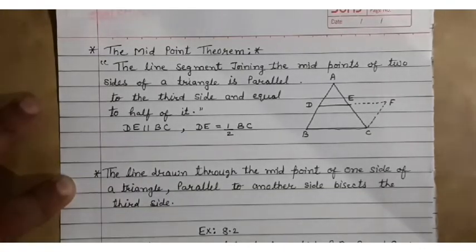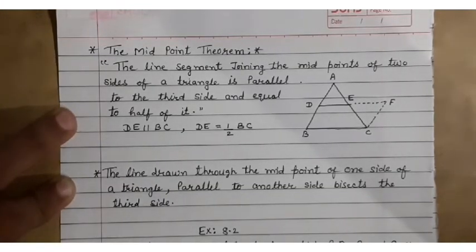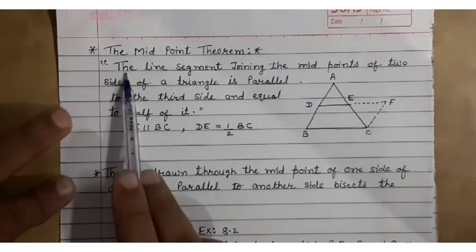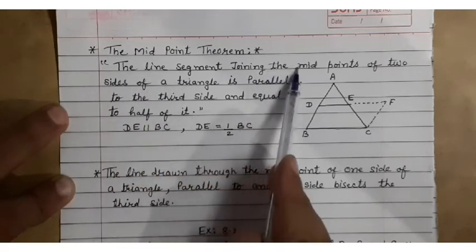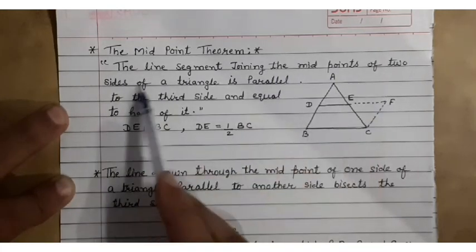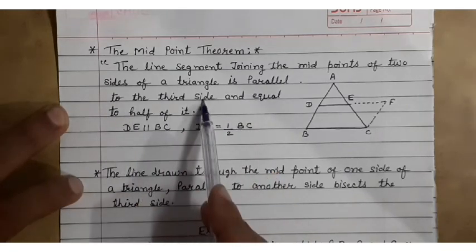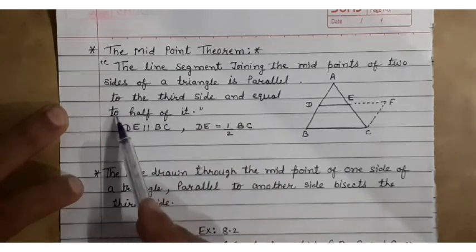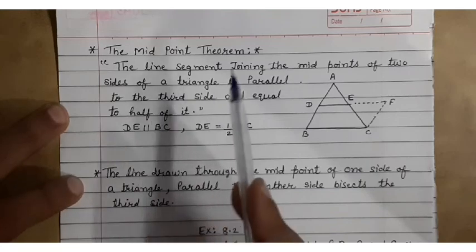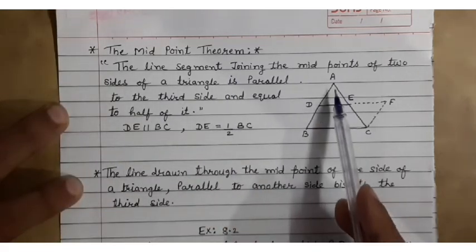Yes, now one very important topic, that is your midpoint theorem. Now see, in the midpoint theorem, what is the statement? The line segment joining the midpoints of two sides of a triangle is parallel to the third side and equal to half of it. Now I am going to explain it to you.